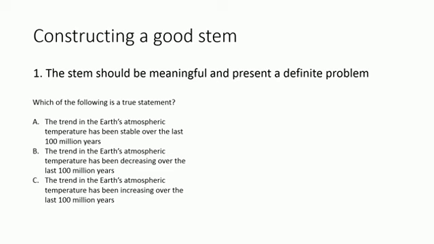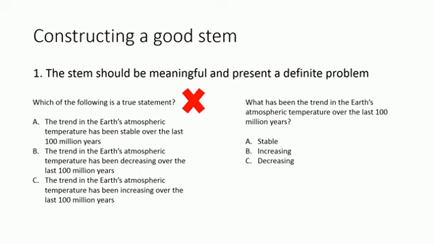It's much better to reword that multiple choice question and reword the stem so that it looks like this. What has been the trend in the Earth's atmospheric temperature over the last 100 million years? Has it been stable, increasing, or decreasing? The clarity is much improved, and so try to think about that when you're writing your multiple choice questions, is to make sure that the stem itself is meaningful and presents a particular or definite problem.